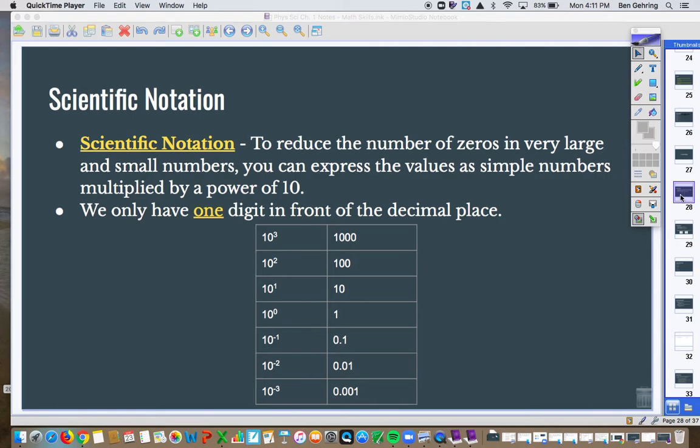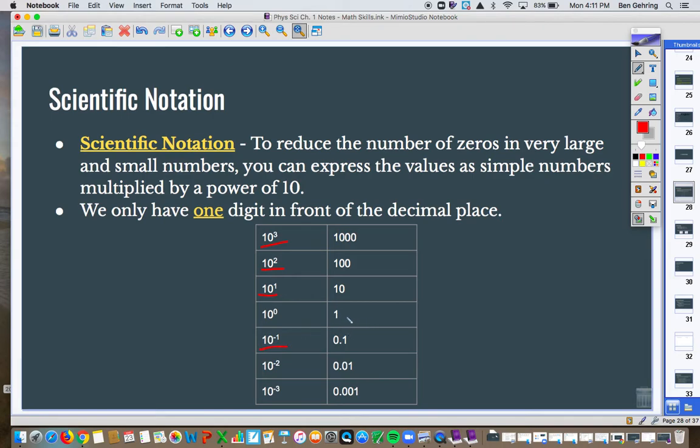For example, 10 to the third is the same as times 1,000. 10 to the second is times 100. 10 to the first is times 10. Whoa, that's really big. Let's undo that and make this a little bit smaller. So 10 to the third is times 1,000, second is 100, first is 10. Then we go negatives. 10 to the negative first is 0.1, so we move the decimal 1 to the left.